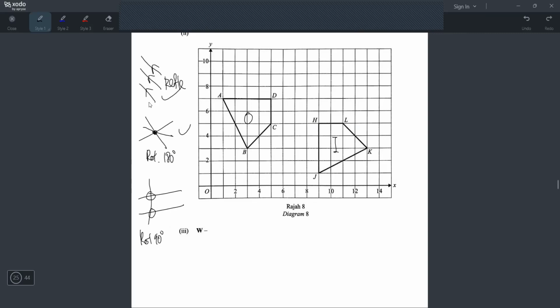Okay, now I will draw the lines and see what happens. Point D. D is the 90 degree, right? It's the point where it forms 90 degrees. So definitely D and H are corresponding. What about A? Which one is the corresponding point for A? It will be J. So I'll just draw another line.